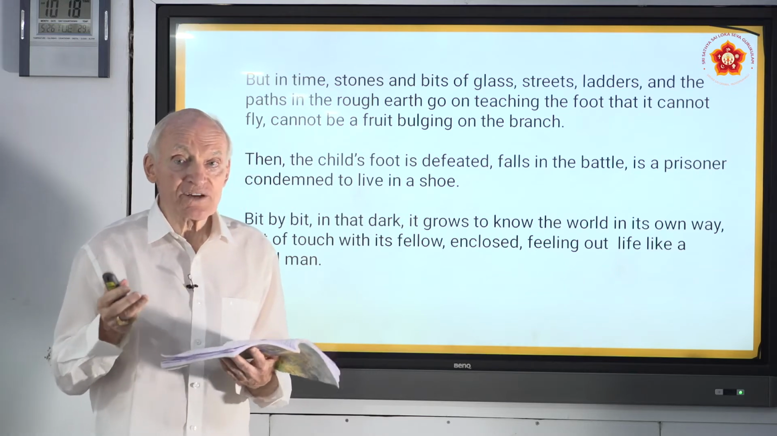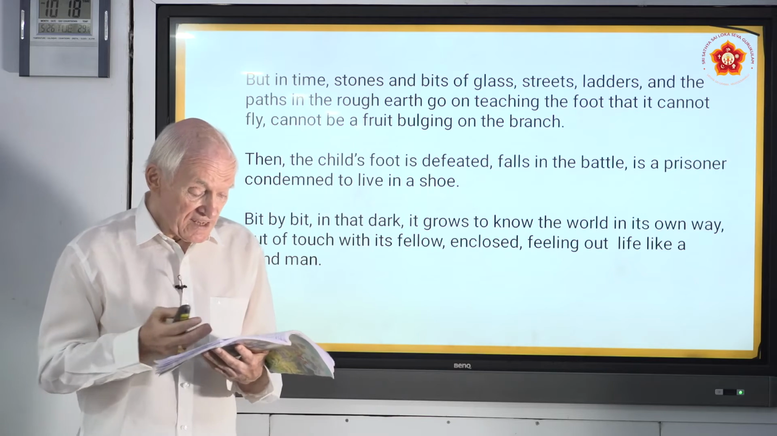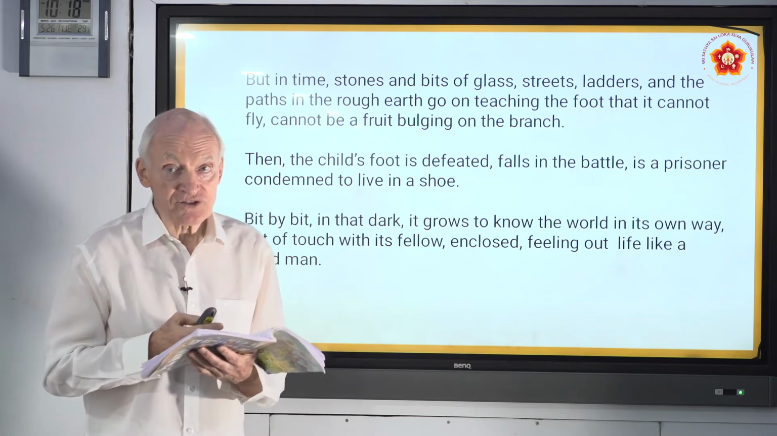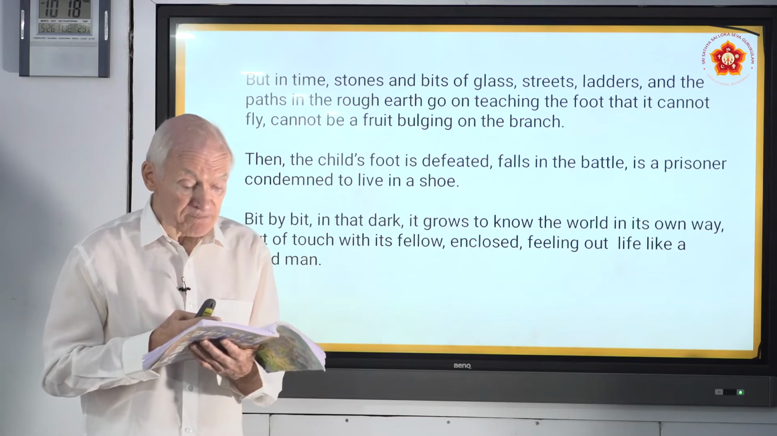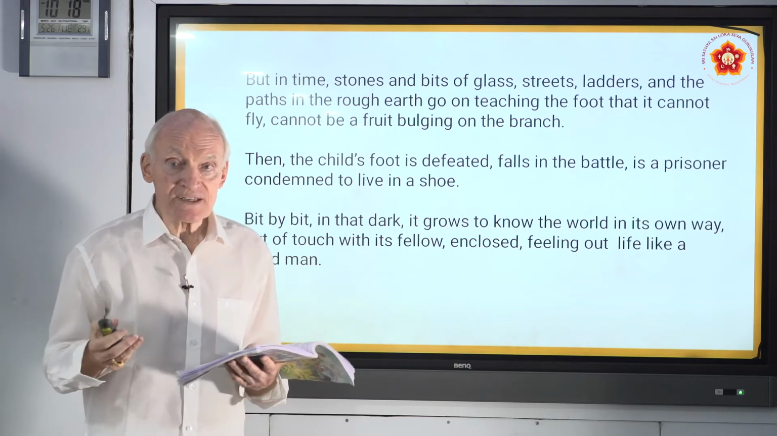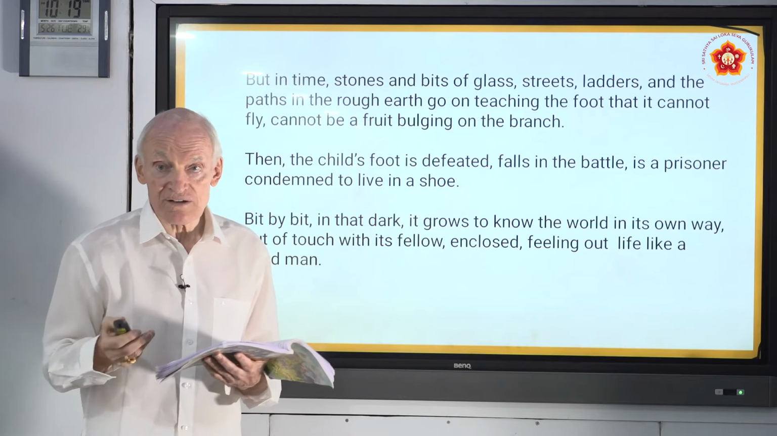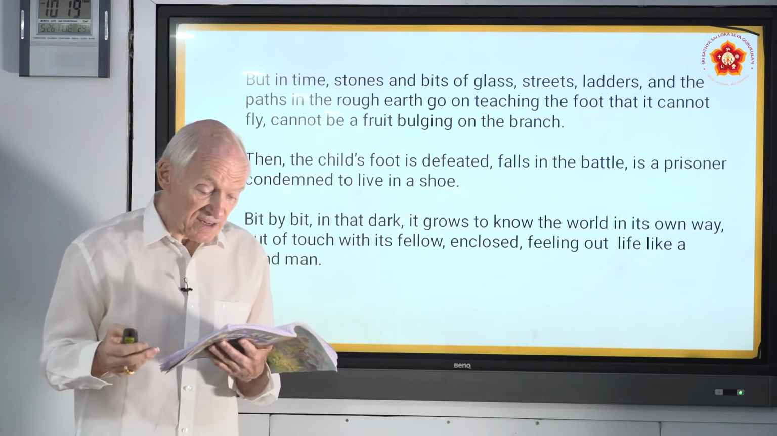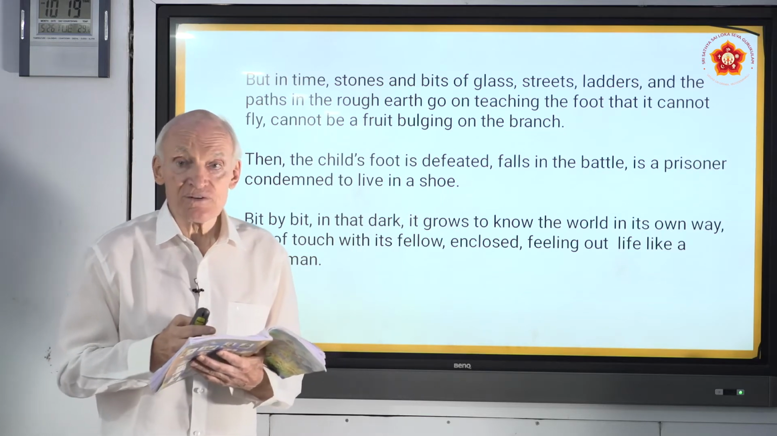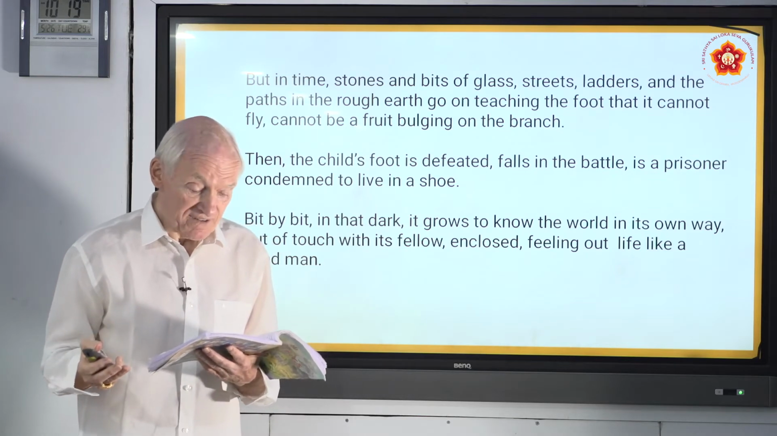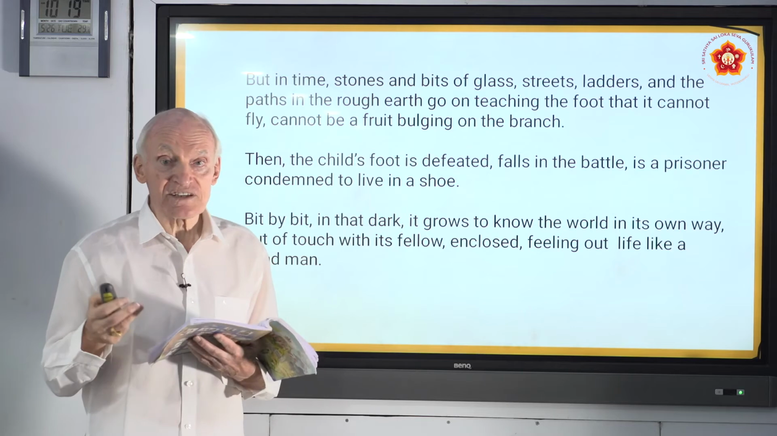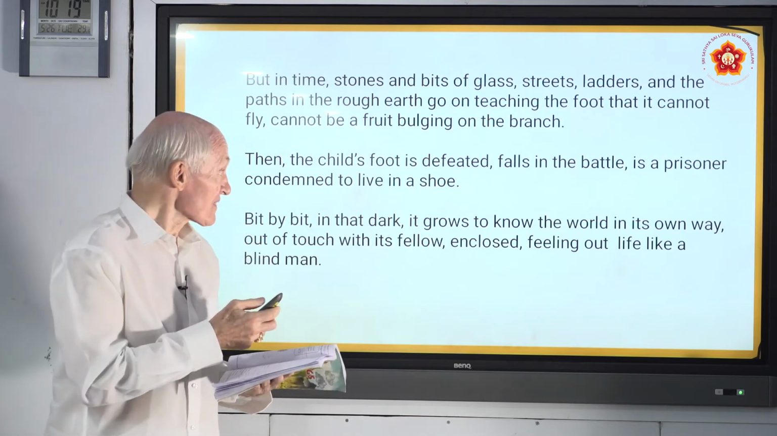The most important thing you have to remember about this shoe is that the perception of the shoe, when you're in the shoe, is partial. It's not a complete perception. It's incomplete. You can't see what's really going on outside. You're stuck in a confined area. And then the foot, when it's stuck like this, feels confined. It feels defeated. And it feels condemned, like a prisoner.